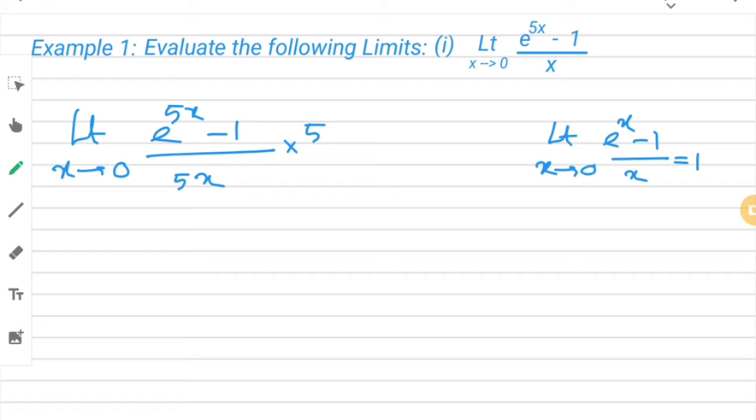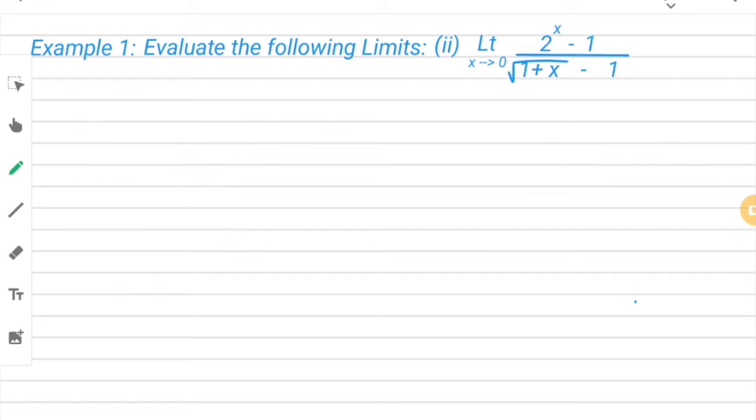Now it is in the form of (e power x minus 1) whole divided by x. Right? Here, (e power 5x minus 1) whole divided by 5x. And now I can change this one as 1. So 1 into 5 is 5. Your answer is 5.